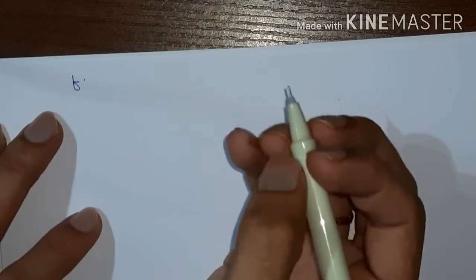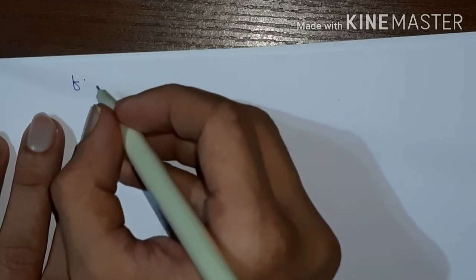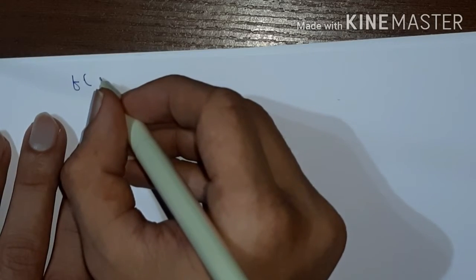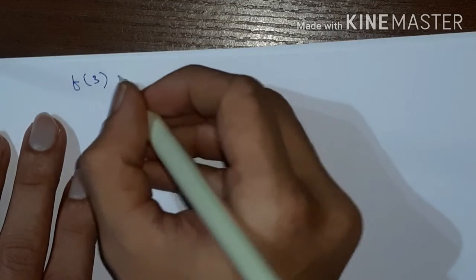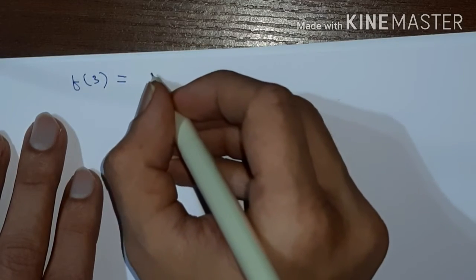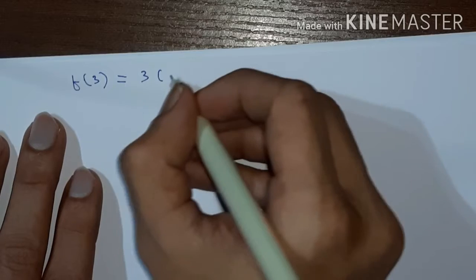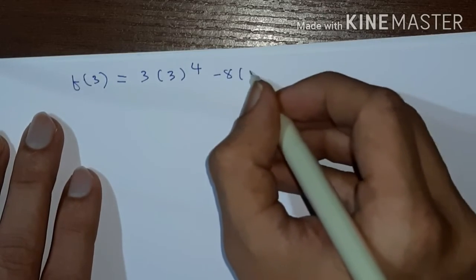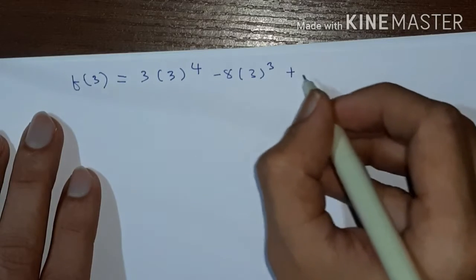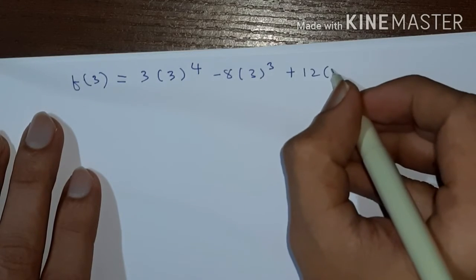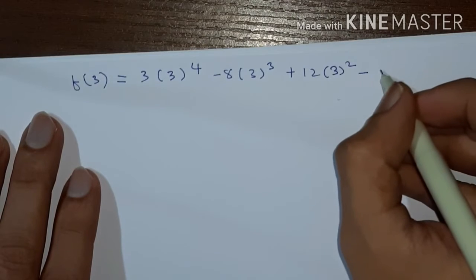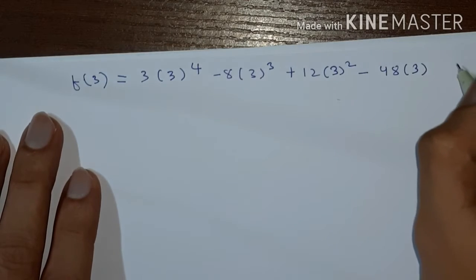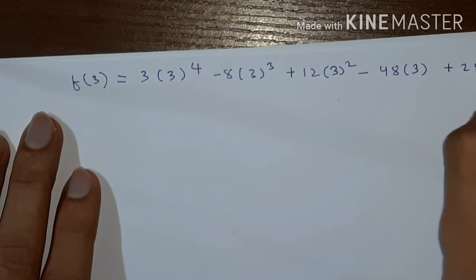Okay, now let us look at the value at the second endpoint. So what is it? f of 3, that is what we have to find. So 3 times 3 raised to 4, then minus 8 times 3 raised to 3 plus 12 times 3 squared minus 48 multiplied by 3 plus 25.